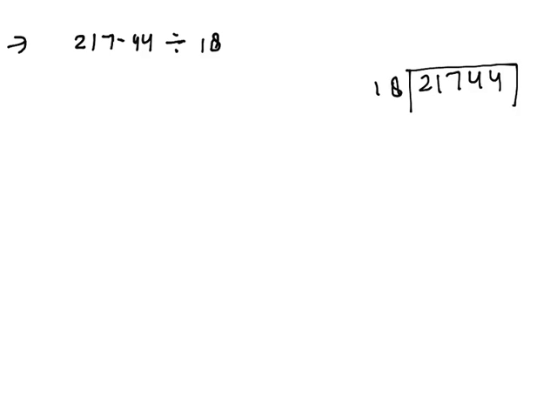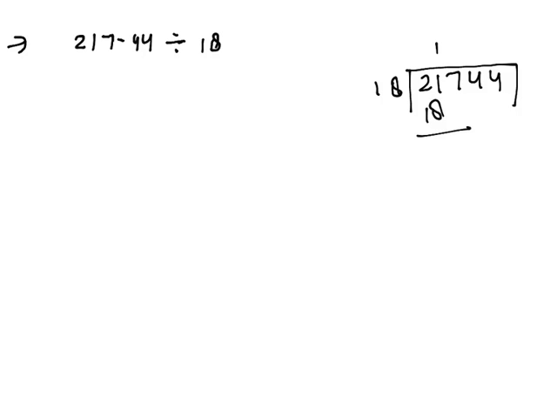Next, some examples we will take. Here we are dividing one number by some other number, like we have 217.44 and we are dividing it by 18. First of all, we will just divide the two whole numbers. So let's take 21744 and we are dividing it by 18.